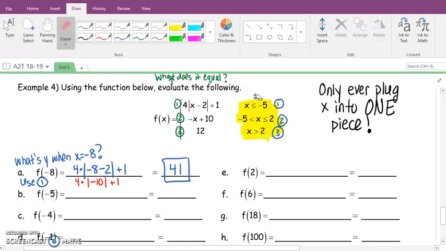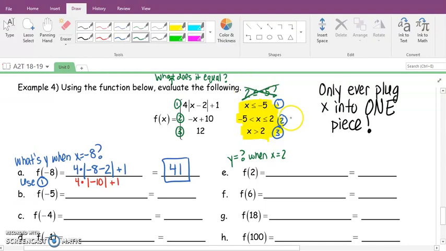Okay. If we tried another example, like let's say, I don't know, e over here. It says f of 2. So again, what's y equal when x is 2? Once again, I'm going to test it out in these equations. So in this top one, I'm going to say, is 2 less than or equal to -5? And I'll say, no, 2 is definitely not smaller than -5. It's bigger. So I'll say, nope, not the first one.